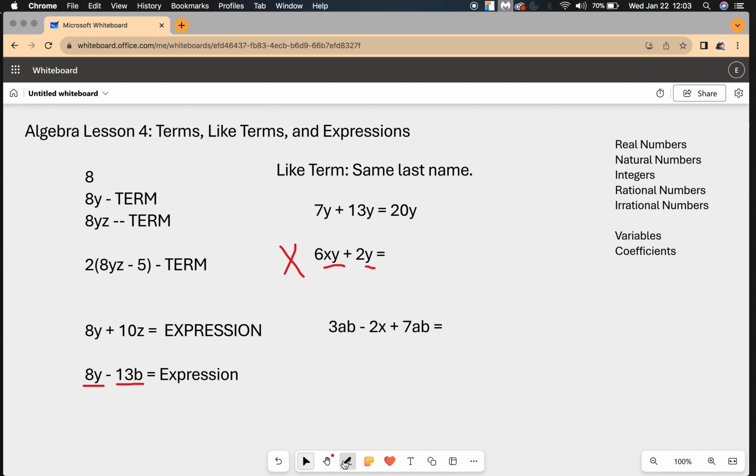Well, in this case we have some like terms. The ab terms, look, they match up. They have the same last name, but this one is not a like term. So in this case, our answer to this problem would be a little bit long and complicated, but not too bad. We can do 3ab plus 7ab, which equals 10ab. And then, because we can't add the x to it, it's not part of the family, we'll just take minus 2x along. So we've simplified our expression. We made it a little easier. Instead of having 3 terms, we now only have 2 terms, which is nicer. We've added any of the like terms that we could, and this is our new expression.